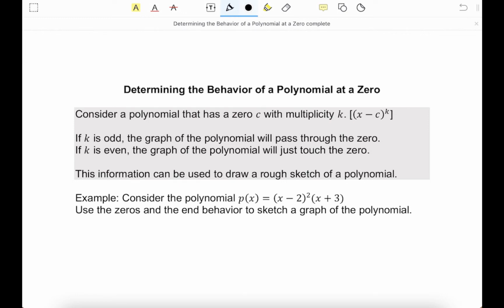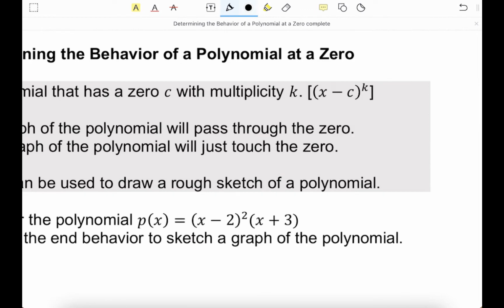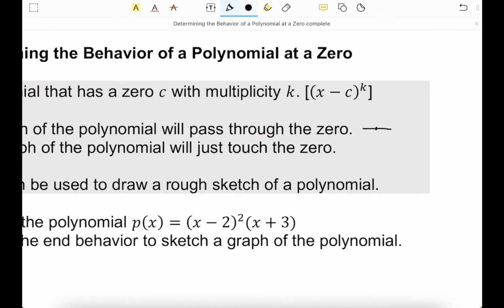Determining the behavior of a polynomial at a zero depends on the multiplicity, and the multiplicity is this number k, which the zero written as a linear factor is raised to. If the value of the multiplicity is odd, it passes through the zero or crosses, and this looks like this.